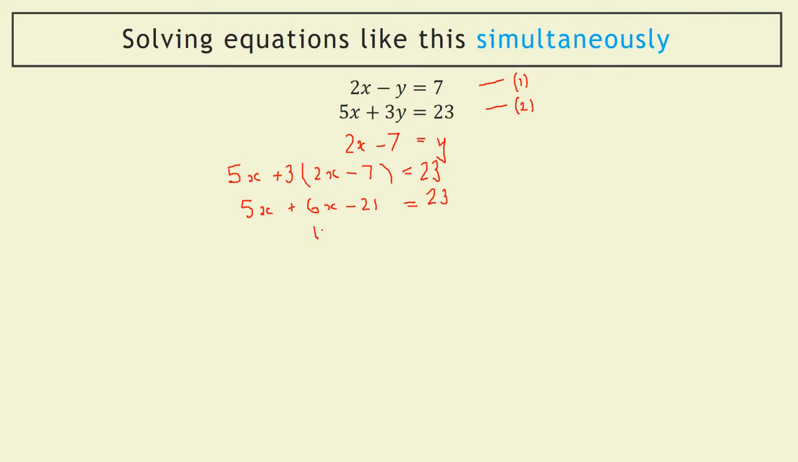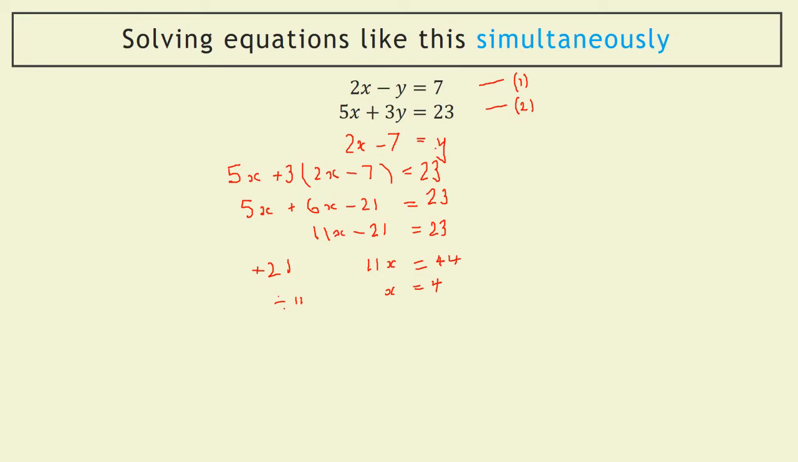But I've got 5x plus 6x. That's 11x, isn't it? Minus 21 is 23. What's my next step? Plus 21. We're trying to get the x on its own, aren't we? 23 plus 21, 44. Final step, divide by 11. X is 4.